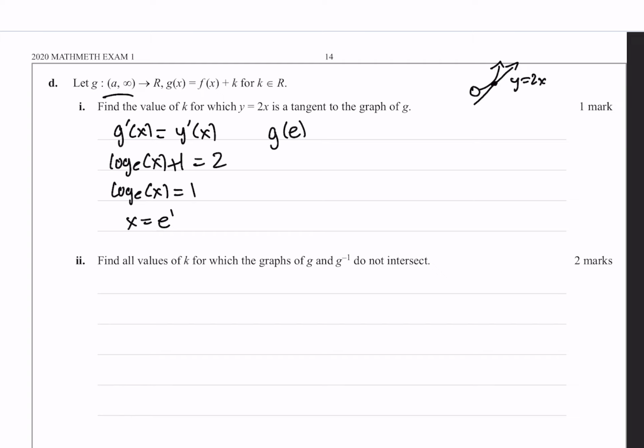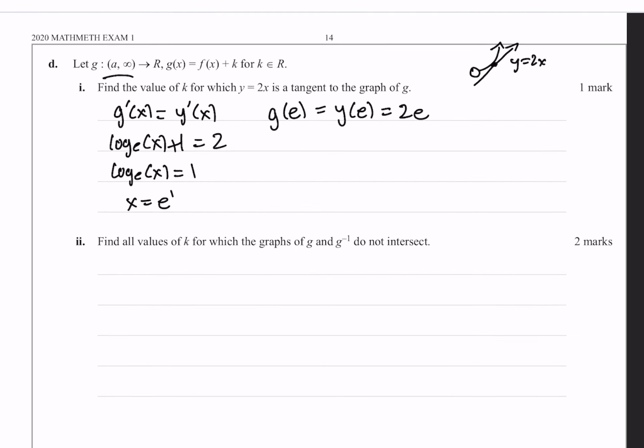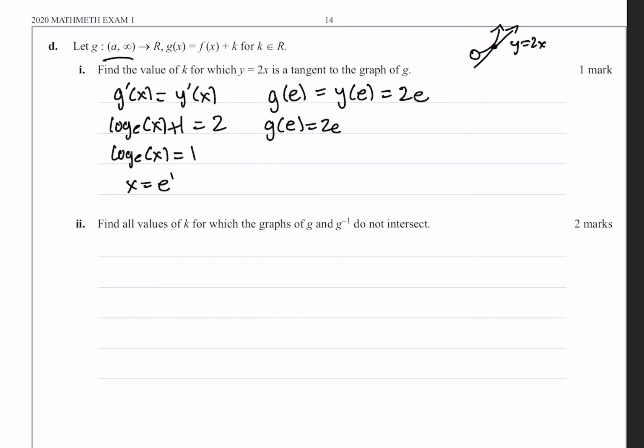And here we can't just sub in x equals e into g of x to find out what g of x is equal to, because there's k. And we know that k is what's making y equals 2x tangent to f of x. Sorry, tangent to g of x. So we know that they will have the same points at that coordinate. So we can sub x equals e into y, so y of e, and that'll give us the y coordinate for both g and for y. So we can use that to find the y coordinate of g. So now g of e equals 2e.